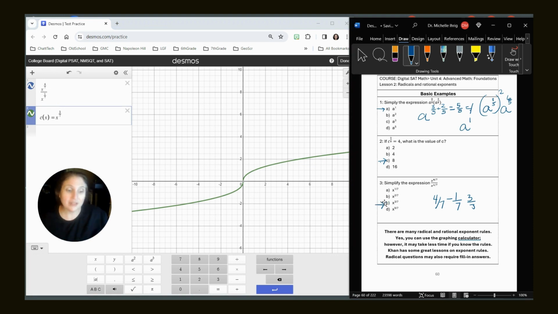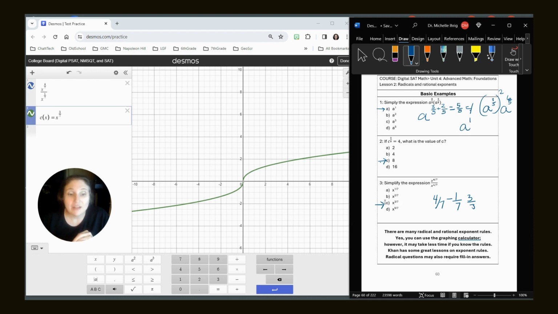If you can really understand how the decimal calculator works and the theory behind it, it's going to make your life so much easier. So let's read my note. There are many radical and rational exponent rules. Yes, you can use the graphing calculator. However, it may take less time if you know the rules. Khan has some great lessons on exponent rules. Radical questions may also require fill-in answers. And all of that is absolutely true.